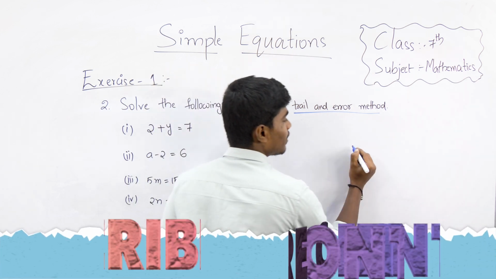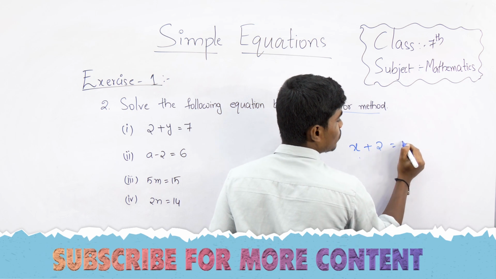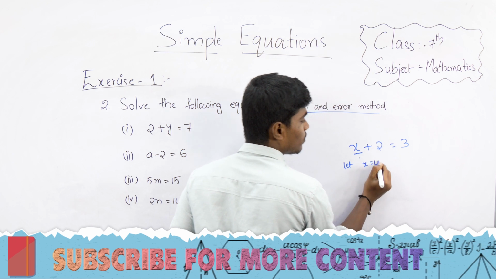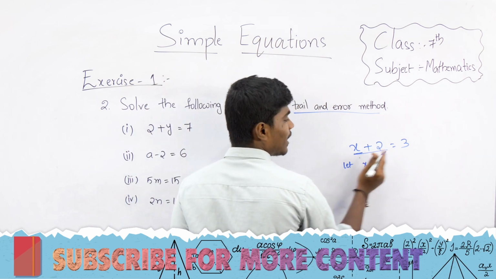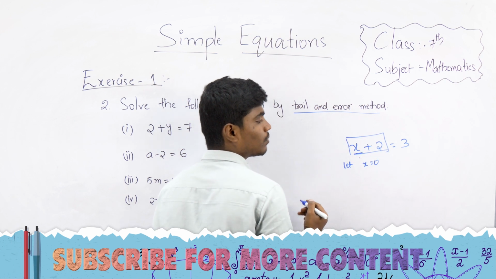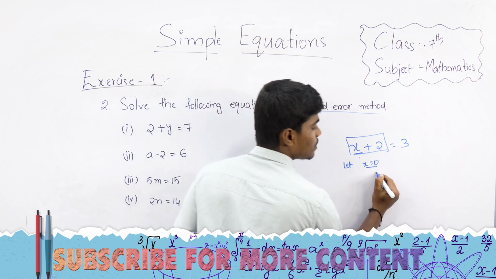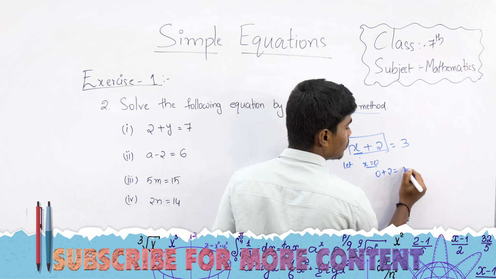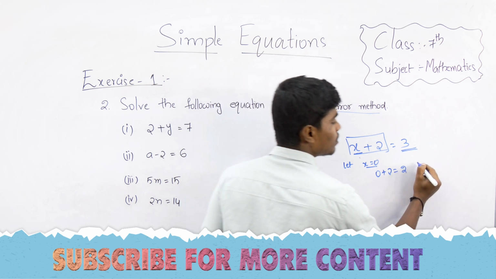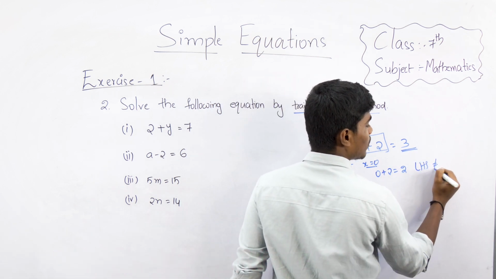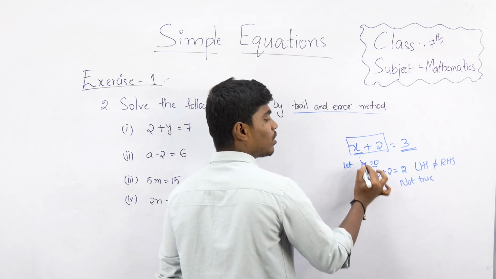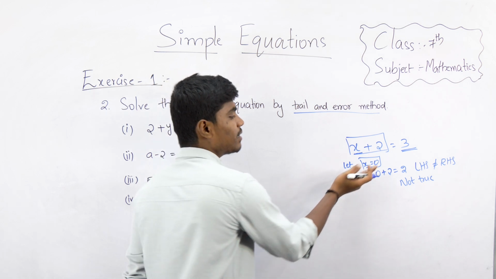Suppose we take x plus 2 = 3. First let's take x = 0. On the left hand side it is x plus 2. Here x = 0, so 0 plus 2 = 2. On the right hand side we have 3. So LHS is not equal to RHS, so it is not true. So x is not 0. So we have to change the value.